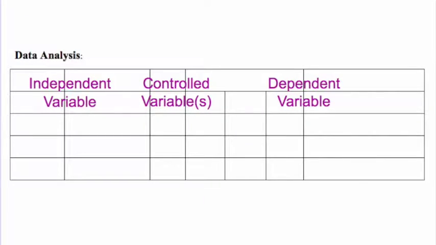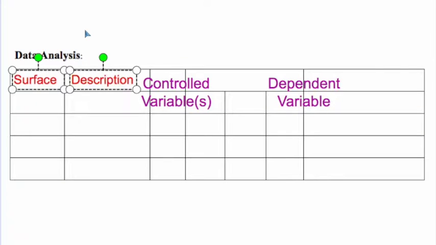When setting up any data table, the basic setup is the same. Independent variable comes first, controlled variables in the middle, and dependent variable on the right. For our experiment, the independent variable is the surface. We also want to describe the surface.